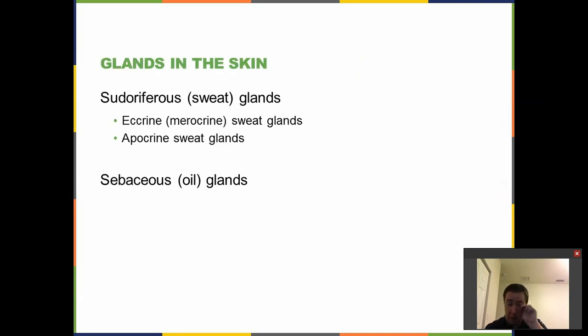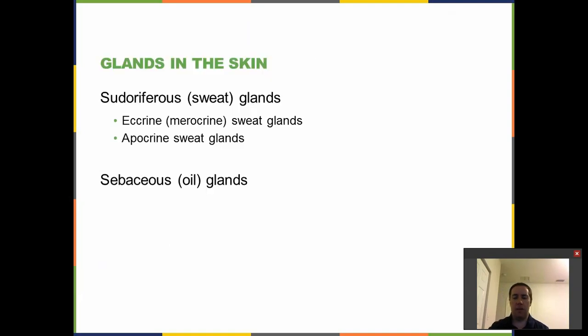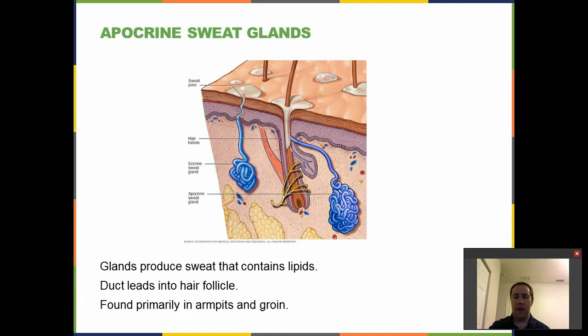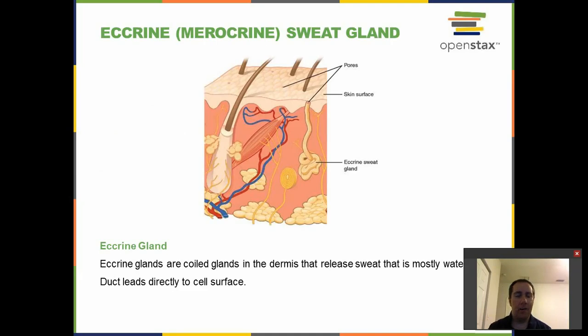So next we talk about the glands. We have two primary types of glands: sweat glands and oil glands. For the sweat glands, the technical term is sudoriferous glands. And we have two types of sudoriferous or sweat glands. We have eccrine sweat glands, which are also called merocrine sweat glands. Those are interchangeable terms. And we have apocrine sweat glands. We'll talk more about the eccrine and the apocrine. They have their own slides. And then we have our sebaceous glands, which make oil, and they have their own slide also.